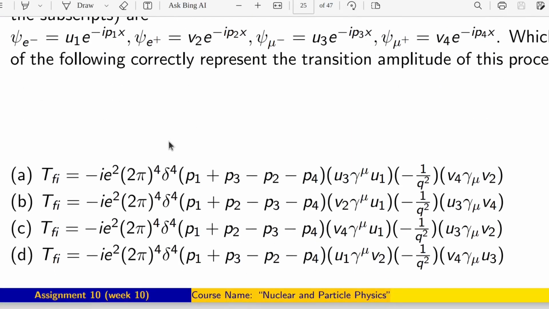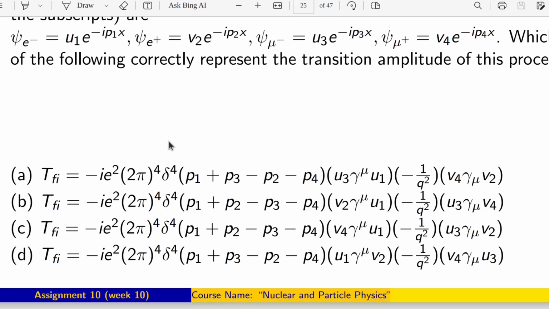The options are: T_fi = −i e² (2π)⁴ δ⁴(p1 + p3 − p2 − p4) ū3 γ^μ u1 (−1/q²) v̄4 γ_μ v2. T_fi = −i e² (2π)⁴ δ⁴(p1 + p2 − p3 − p4) v̄2 γ^5 u1 (−1/q²) ū3 γ_μ v4. T_fi = −i e² (2π)⁴ δ⁴(p1 + p2 − p3 − p4) v̄4 γ^μ u1 (−1/q²) ū3 γ_μ v2.